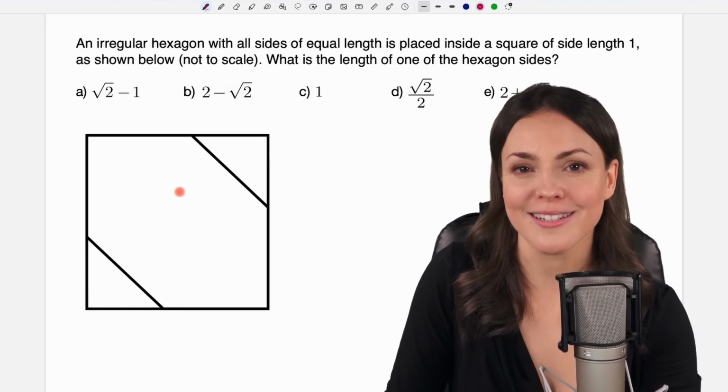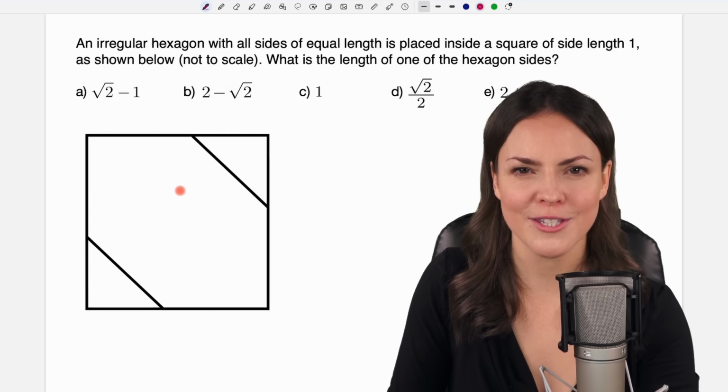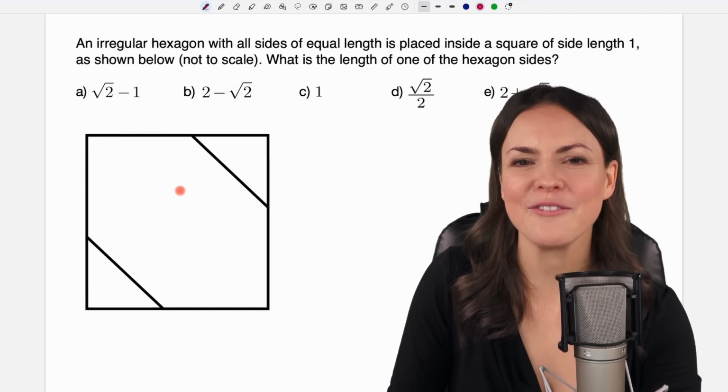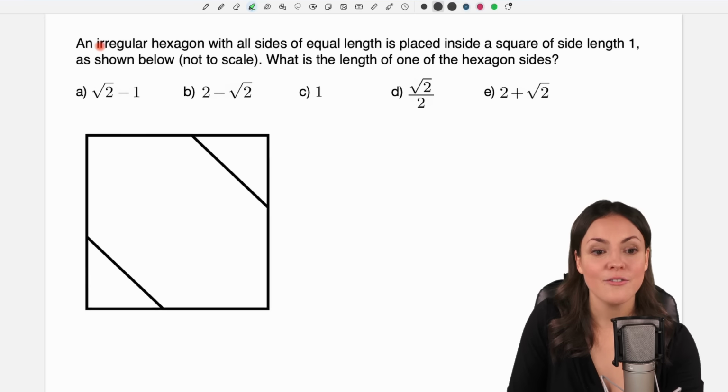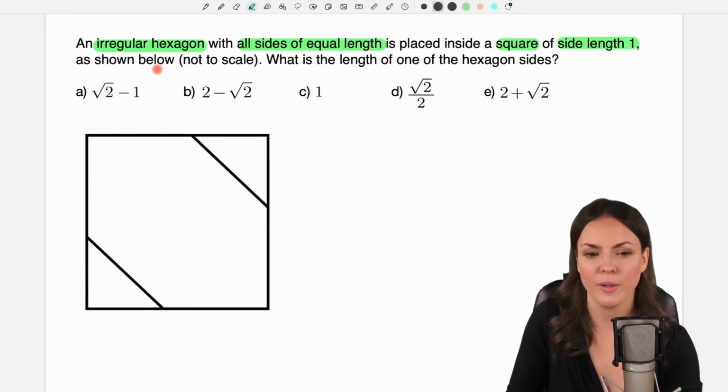It was a question in an admission test for the University of Oxford, so let's see if we can solve it. An irregular hexagon with all sides of equal length is placed inside a square of side length 1 as shown below. We get a picture to our problem, which is not to scale. And the question is, what is the length of one of the hexagon sides? We get 5 different answers to our question, and we have to pick the right one.